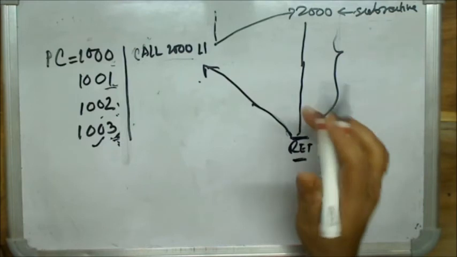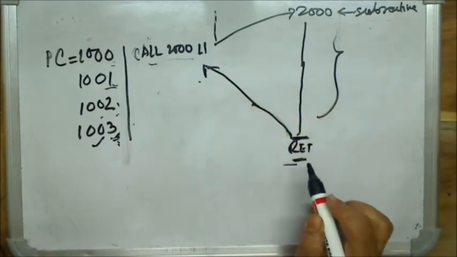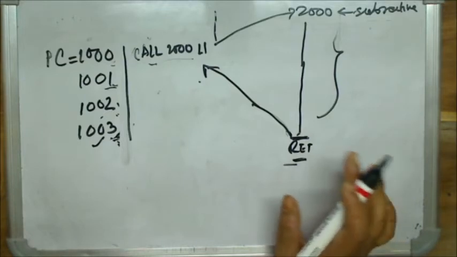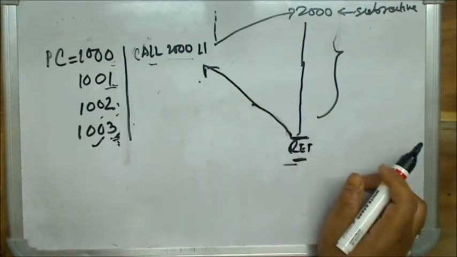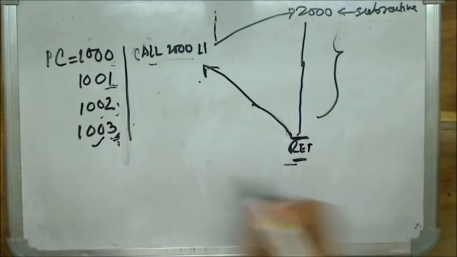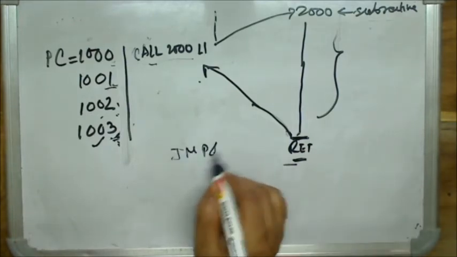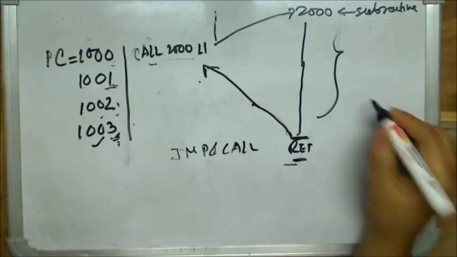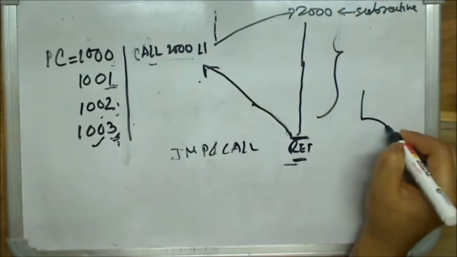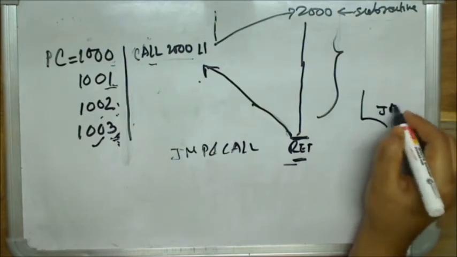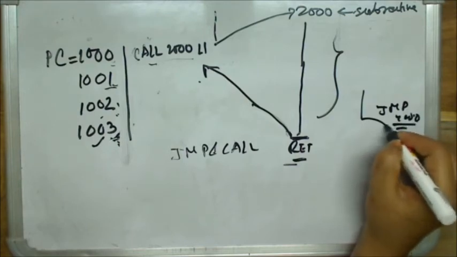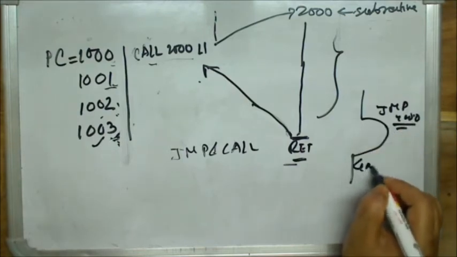So you learn these two instructions, call and return. Together they are basically two separate instructions, but you learn them together because they complement each other. So what is the difference between jump and call? In jump, you go to a particular memory location. Suppose you find jump 4000H, you will go to memory location 4000H and you will continue.